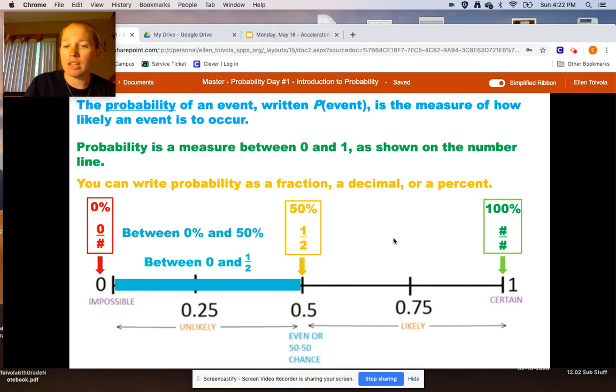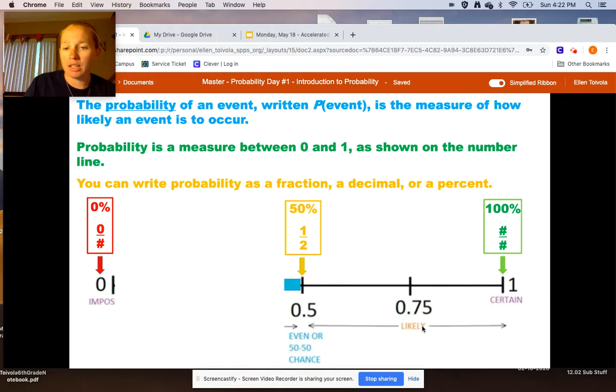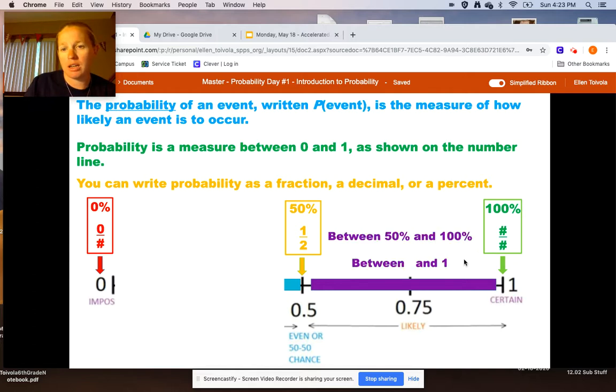It's got to be more than 0, but less than 50%. And on the other side of our number line is the word likely. And again, you see that that's below 0 and 75 hundredths. That's not the only number that's likely. It's this entire purple bar. And if I was going to redo this, I'd make the purple bar go right up next to that little black line and right up next to this little black line. Because anything in between 50% and 100%, anything between 1/2 and 1 is classified as likely.